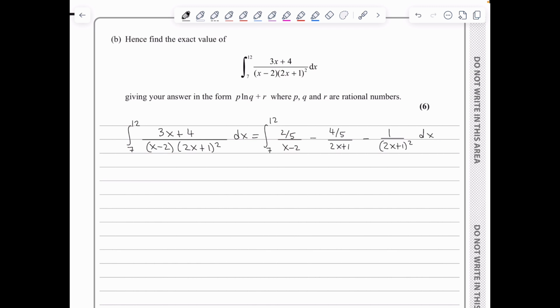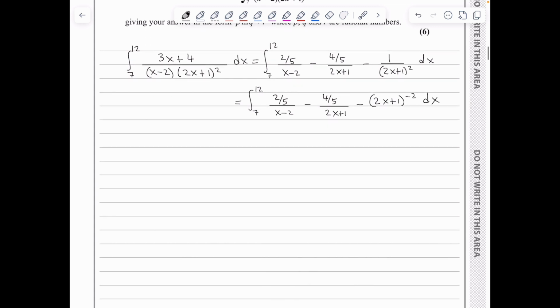Well, the first two expressions here, I know how to integrate them. They're going to give me something with a ln. The third one here, I will write as 2x plus 1 to the negative 2. So we're looking at the integral from 7 up to 12 of (2/5) over x minus 2, minus (4/5) over 2x plus 1, minus 2x plus 1 raised to the power of negative 2, with respect to x. So the integral of 1 over x minus 2 will simply be ln of x minus 2.